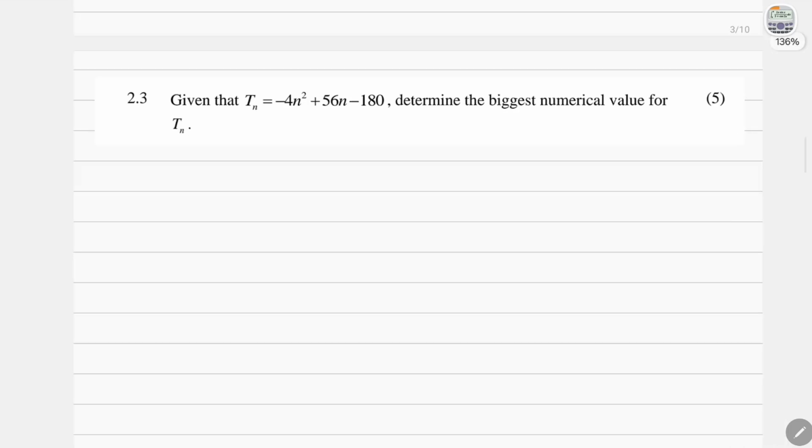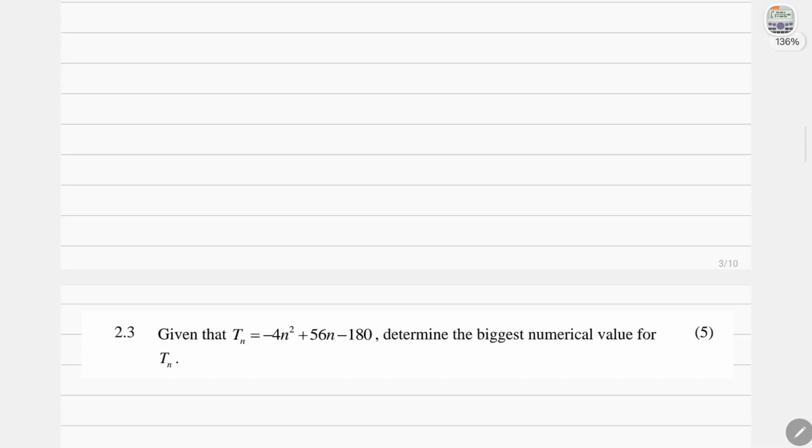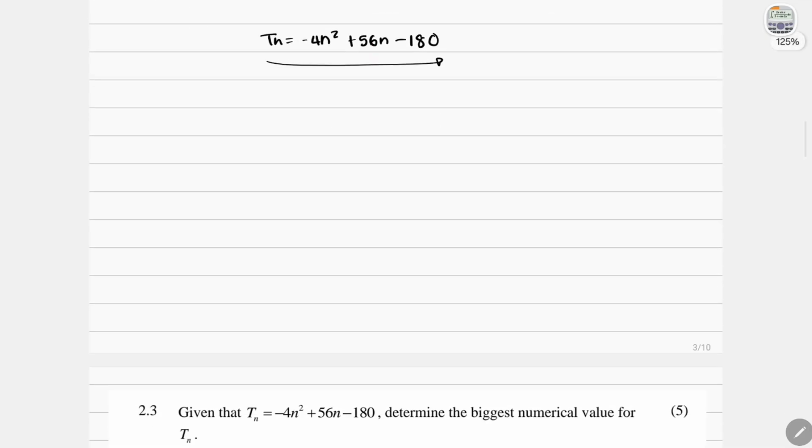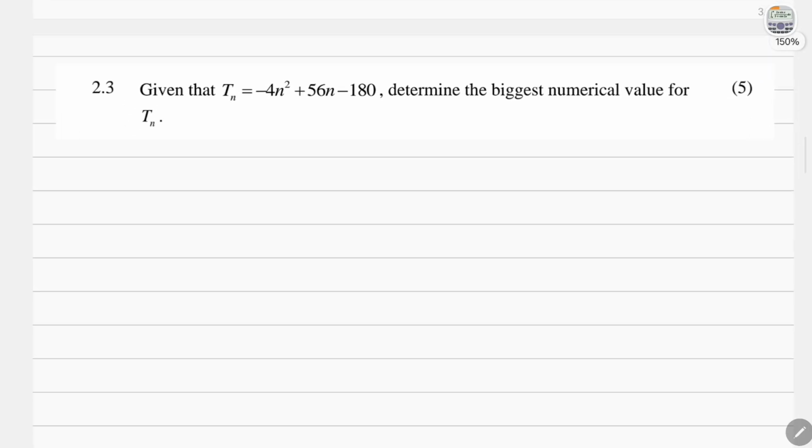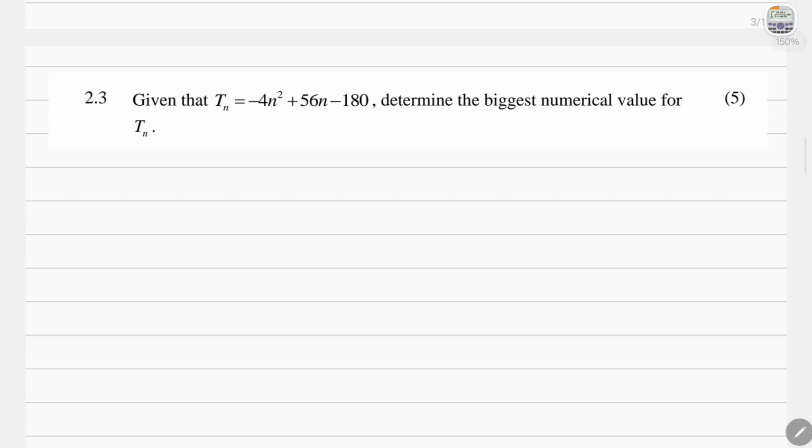Question 2.3 says, given that Tn is equal to -4n squared, I'm just checking that, yes, it is correct. So given that Tn is equal to this, determine the biggest numerical value of Tn. Okay, the biggest numerical value, in other words, the maximum value.